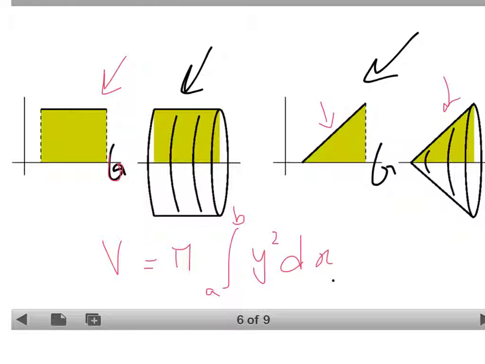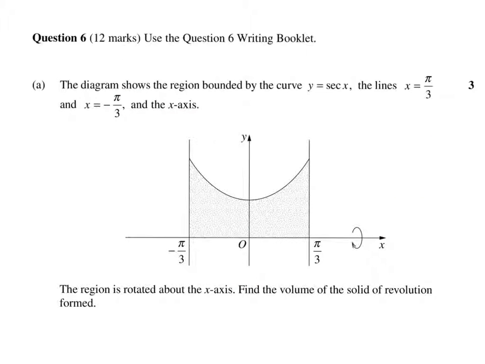So we're going to look at this example, and this one is from 2009, and as you see it's worth 3 marks. The question says the diagram is given to you, and the function that we were working on is y equals sec x, and you are given the terminals, the boundaries from x equals pi on 3 and x equals minus pi on 3, and it's bounded by the x-axis.